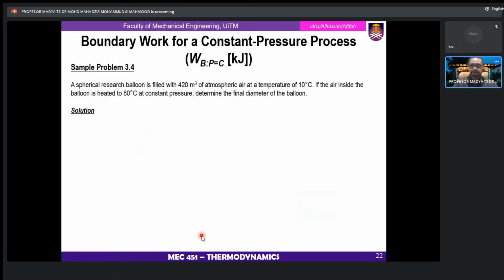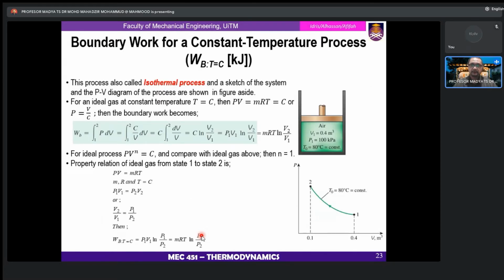Number 3 is about the constant temperature process. This process is called an isothermal process, and the sketch of the system on the PV diagram is as shown. This is very different from the other two processes because for the isothermal process, the line is a curved line. The first and the second are straight lines, horizontal and vertical, but the isothermal process is a curved line.